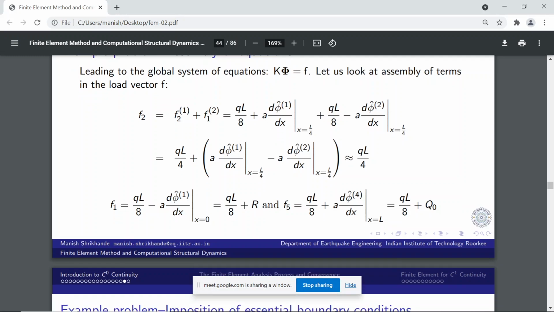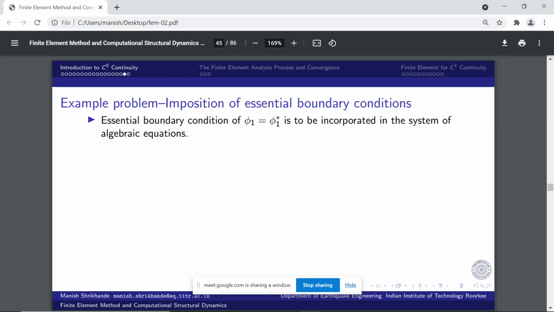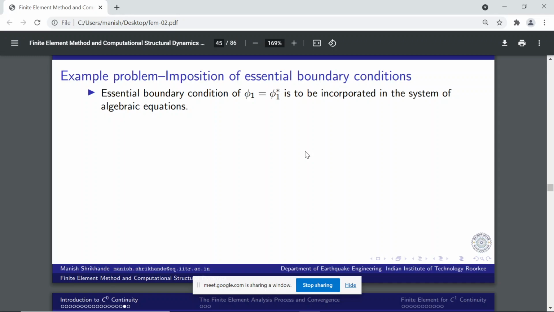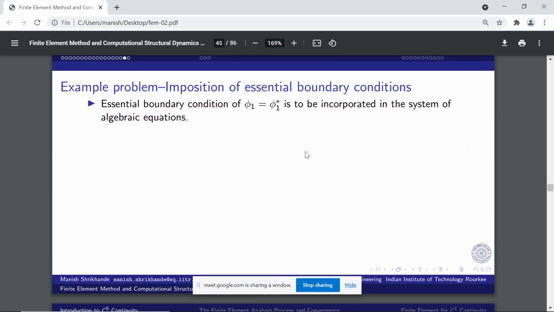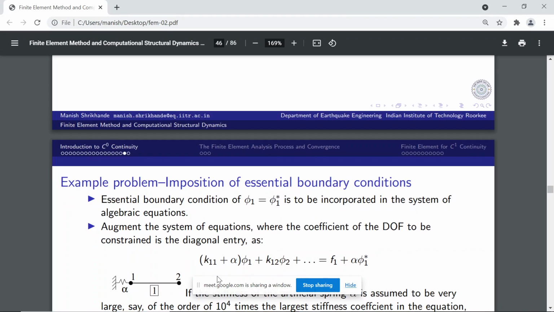And now we are left with the total assembly, and the essential boundary condition phi 1 equal to phi 1 star, whatever that value is, needs to be incorporated in the system of equations. So now we look at this system. If we have to specify phi 1 equal to phi 1 star, phi 1 star being some constant value, let us look at the first row of the equation where phi 1 is the diagonal term. So we write k11 phi 1 plus k12 phi 2, there would be some other terms, is equal to f1. That is the equation.